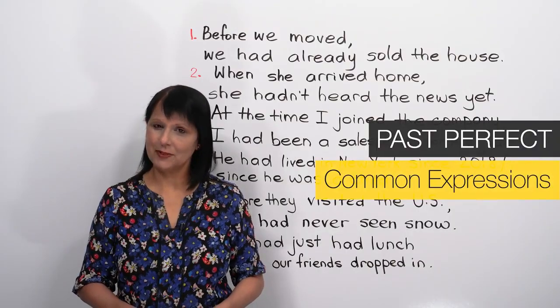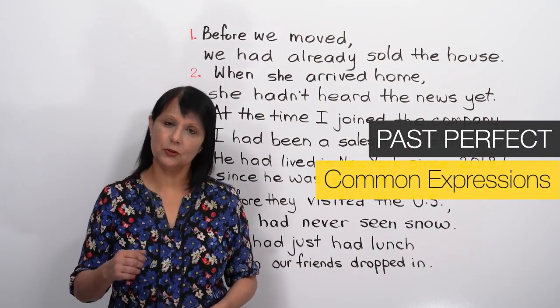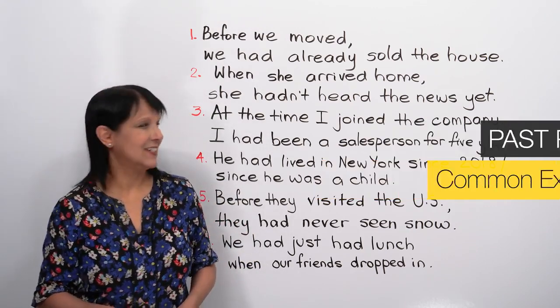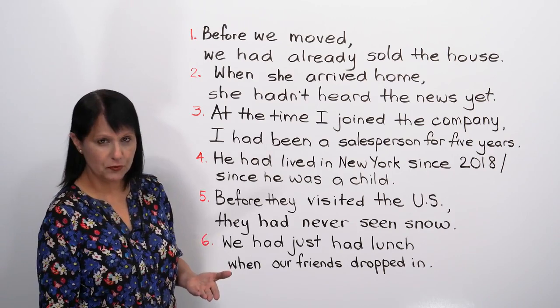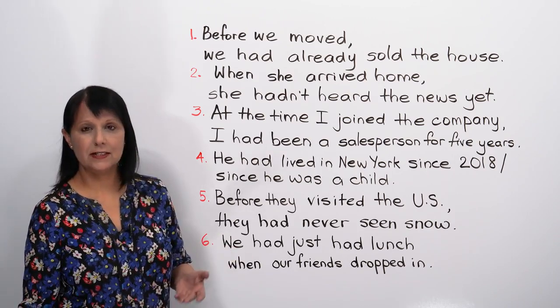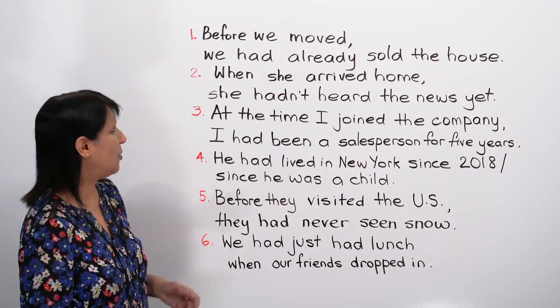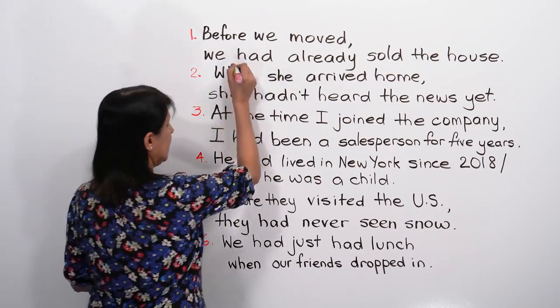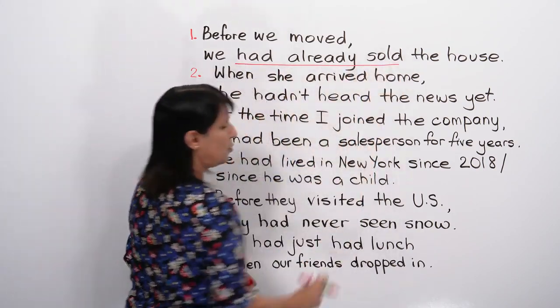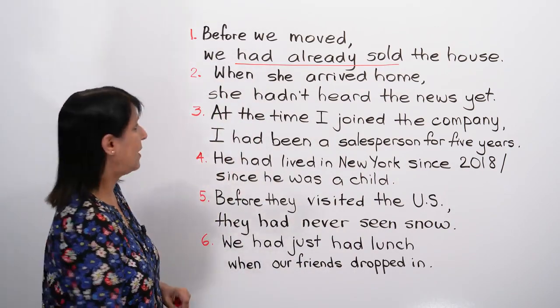Now let's look at some common words and expressions that we use with the past perfect tense. So, number 1. Before we moved, we had already sold the house. So, which part is the past perfect? This part, had already sold, had sold, right?